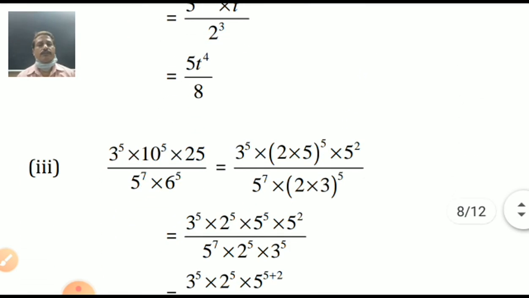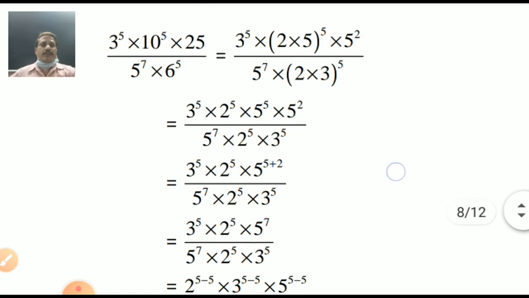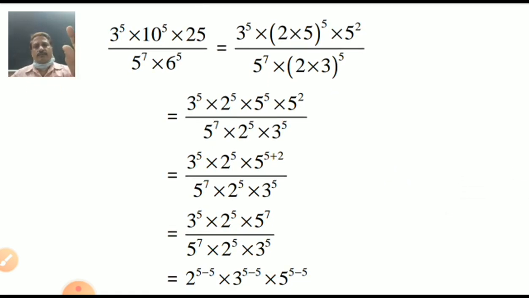Next, third one. To whom I want to convert? Yes, 10 and 25. दोनों को convert कर दिया बेटा. In place of 10, I can write 2 into 5. Yes, correct. So try to understand what the steps are given. Very easy lesson. Step by step you follow, you will get the answer.